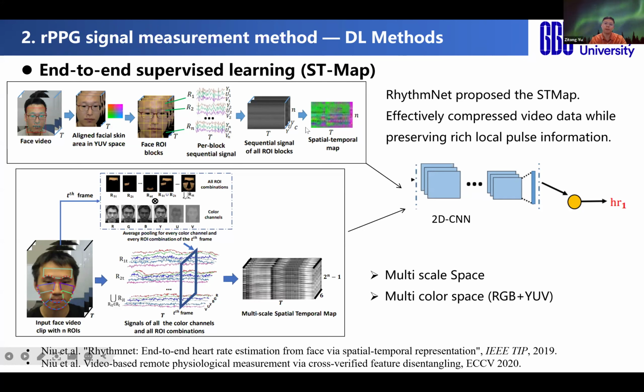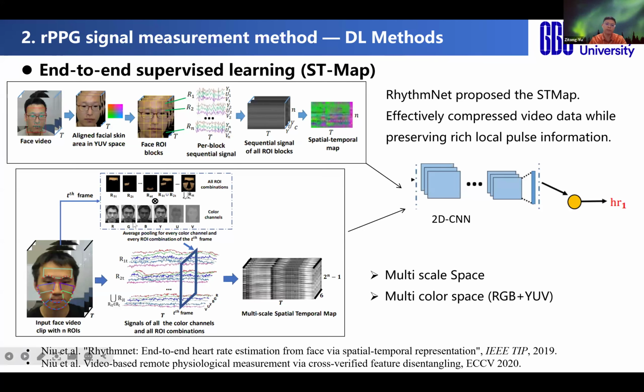For example, the x axis is the time, and the vertical axis is the n blocks. So they can get this spatial temporal map, and they will use it as input to, for example, ResNet to do the heart rate estimation. This map also has several noise regions. For example, the region from the eyes or the region from the background, they don't have rich RPG signals.